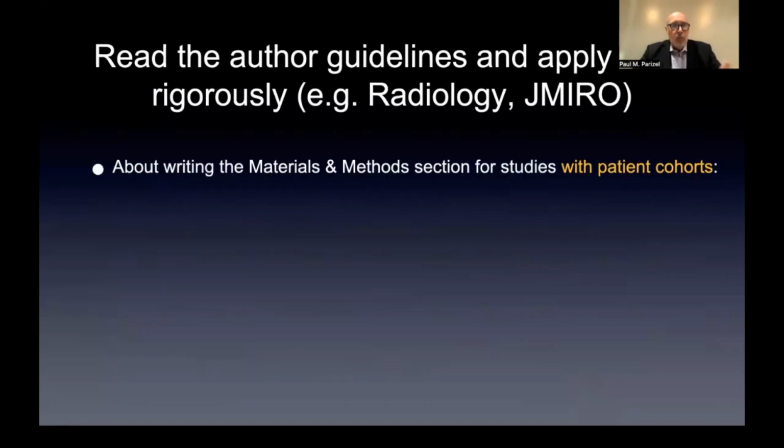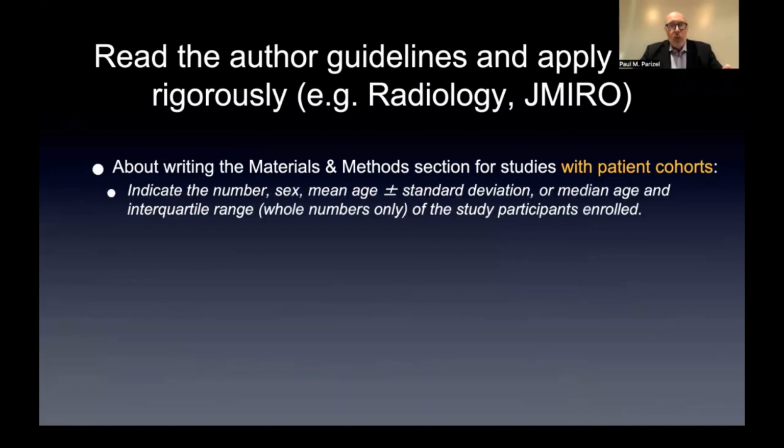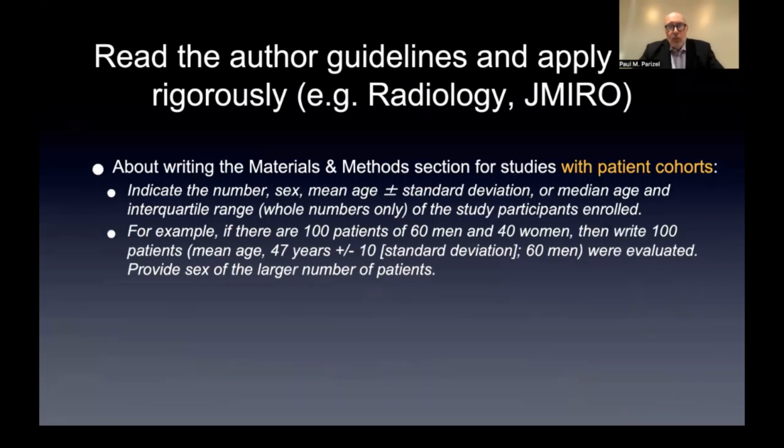For example, when you write in the materials and methods section of a study with a patient cohort, you will need to indicate the number of patients, the sex, the mean age, the standard deviation, the median age, the interquartile range, and so on for the study. And if you're, for example, dealing with 100 patients, 60 men, 40 women, then you should write 100 patients with a mean age of 47 plus minus 10, 60 men, so you provide the sex of the larger number of patients.